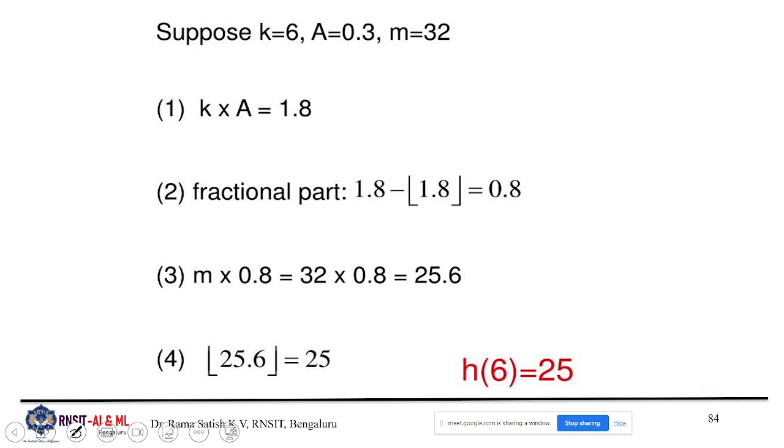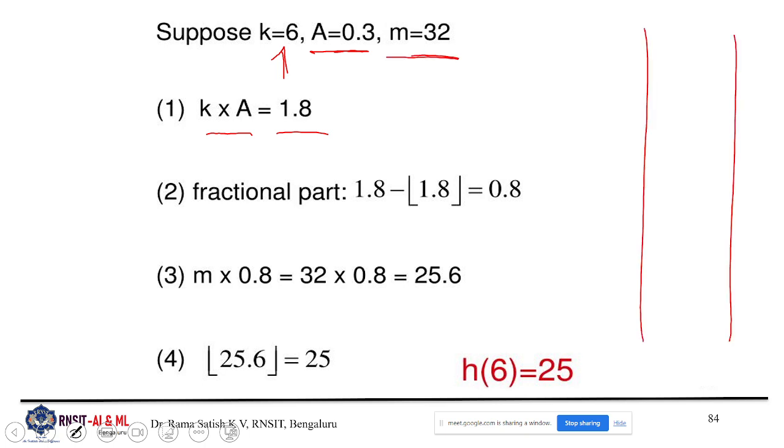Similarly, another example. Here, the A value, that is the constant value, is 0.3. So multiply K into A, where the K value is 6 and the A value is 0.3. When you multiply, you get 1.8. And M size is 32. So you have 32 cells. That means cell number 0 is the first one, and cell number 31 is the last one.